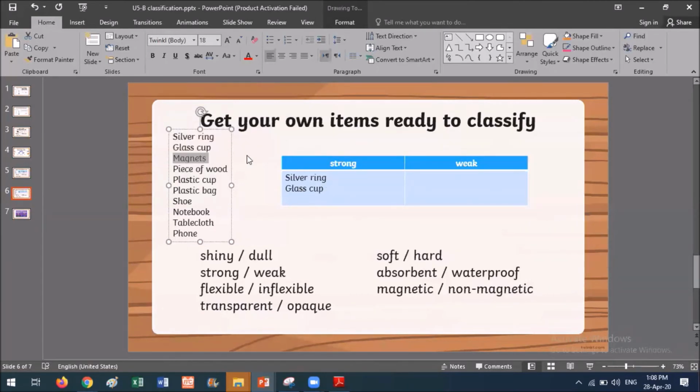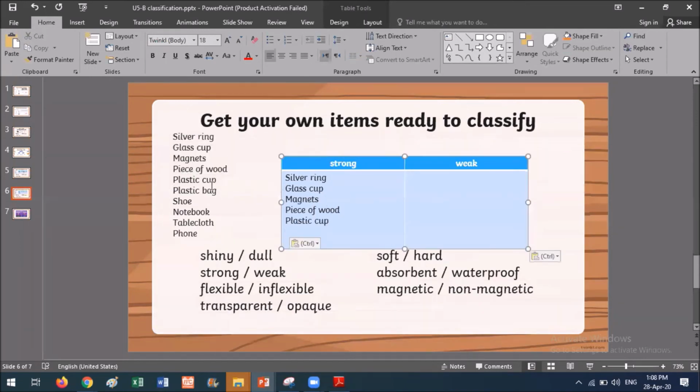And the piece of wood? It's strong. Good. And the plastic cup? Can you break it? It's also strong. Good. What about the plastic bag? Can we break that easily? Weak. Yes. What about your shoe? Strong. Thank you. The notebook? What about strong? The notebook is strong? Good.